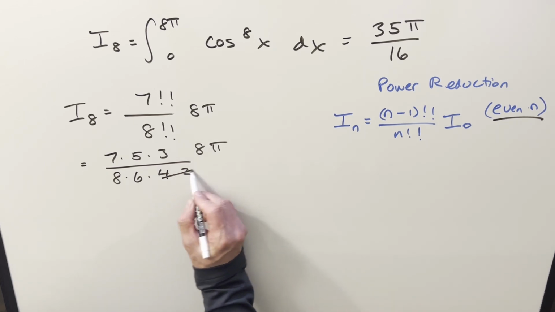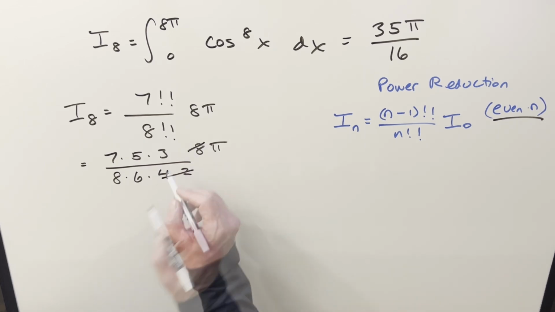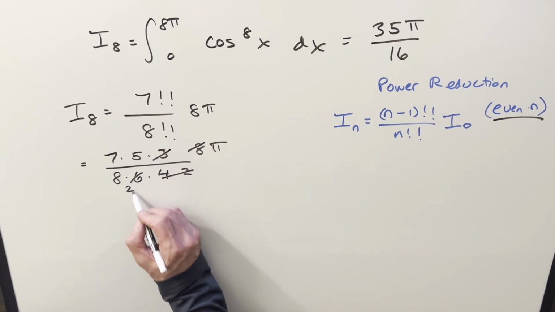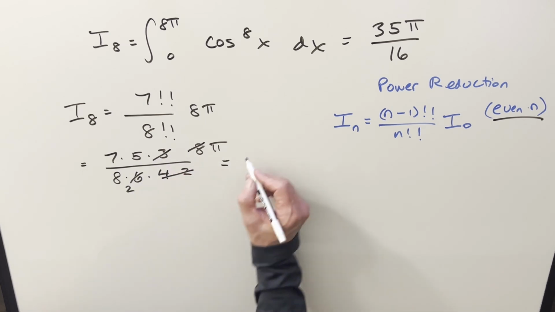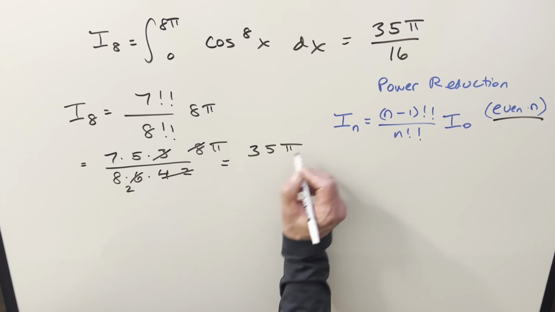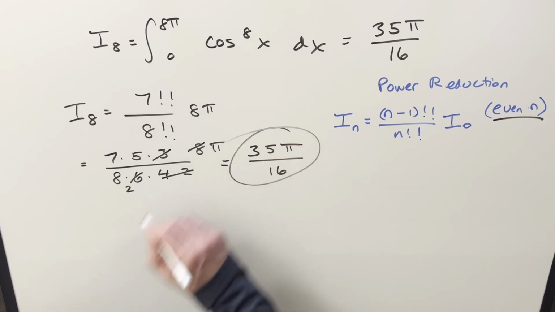4 times 2 is 8. I can cancel this here. 3 and 6, I can cancel this to a 2. Putting this together, 35 pi over 16, and that's it.